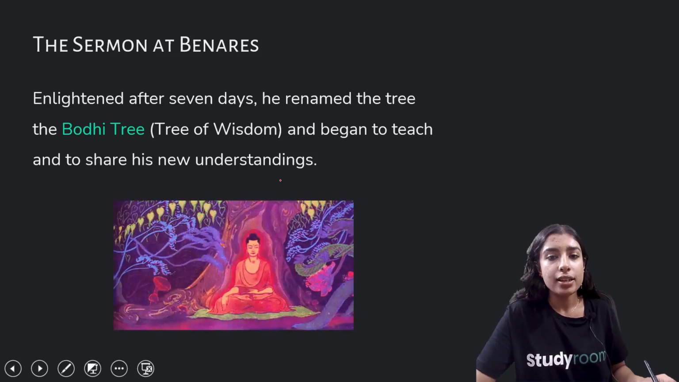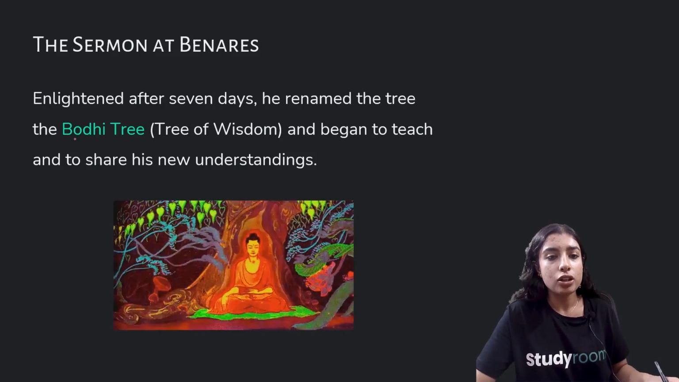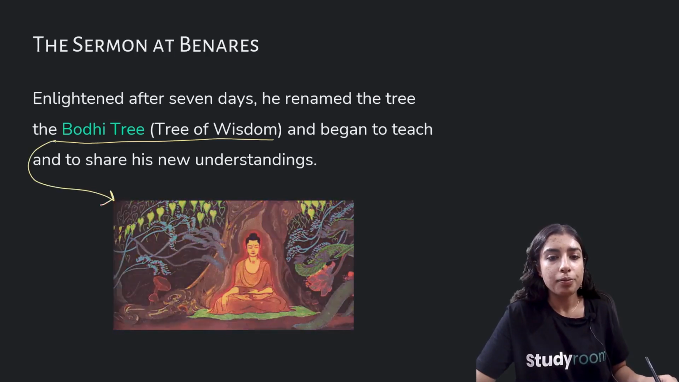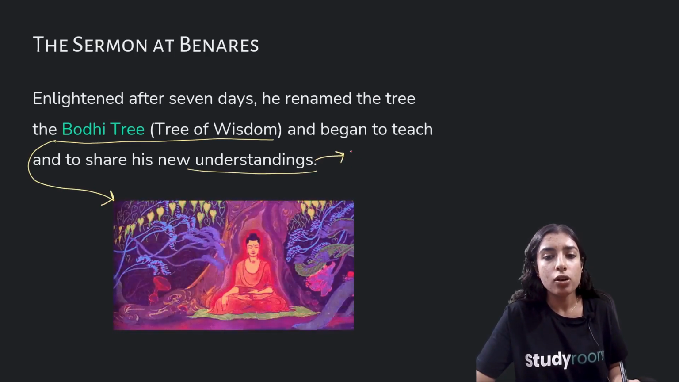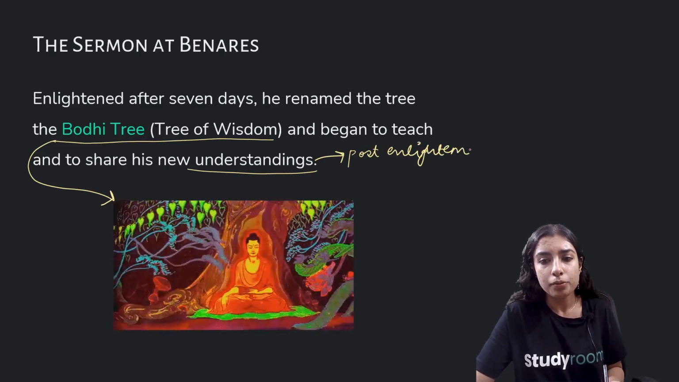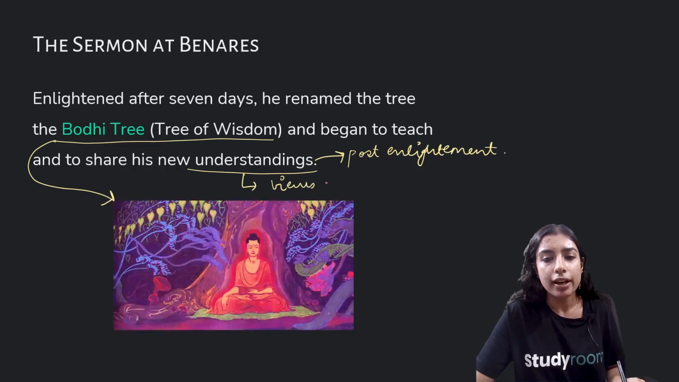Enlightened after 7 days, he renamed the tree the Bodhi tree. So basically, the tree under which Buddha gained enlightenment was called the Bodhi tree, and he began to teach and to share the new understandings that he got post enlightenment. These new understandings were basically certain views that Buddha had on life and living, as to what the ideal and the best way to live and practice one's life is. Let's now see what the chapter has in store for us.